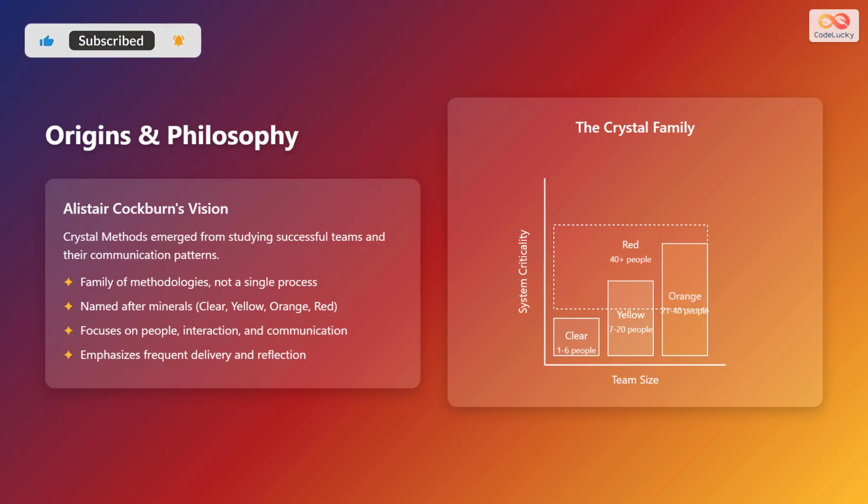improvement. The Crystal family of methodologies depend on team size and system criticality. Crystal clear is best suited to 1 to 6 people. Crystal yellow is best suited to 7 to 20 people. Crystal orange is best suited to 21 to 40 people. Crystal red is best suited to teams with 40+ people. The Crystal family adapts to suit the system criticality, for example, comfort, discretionary money, essential money, or life.